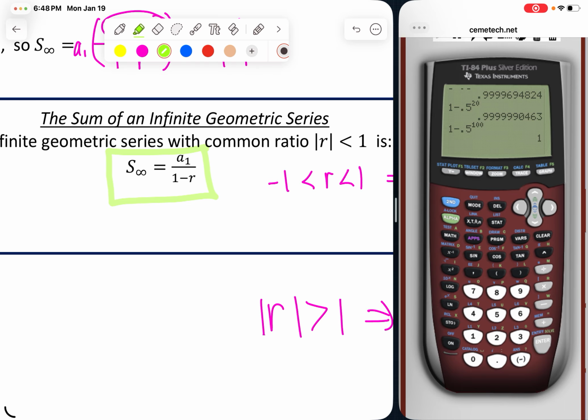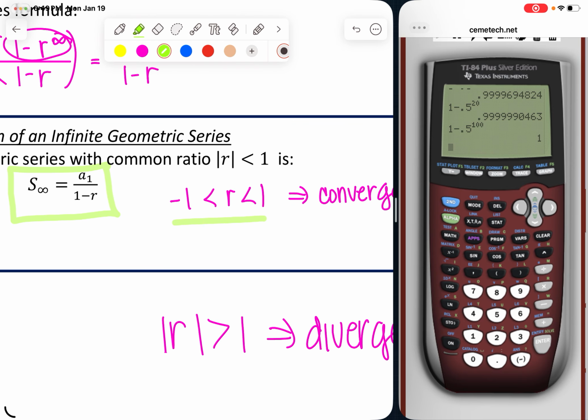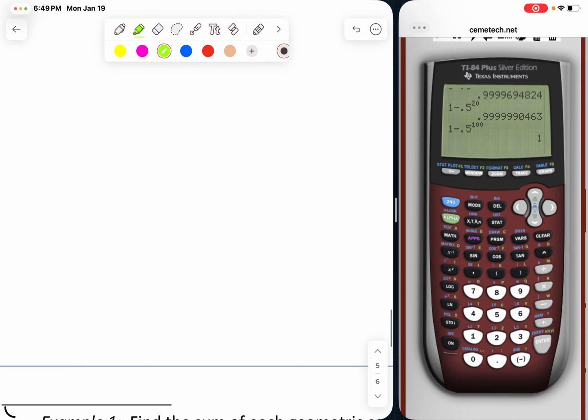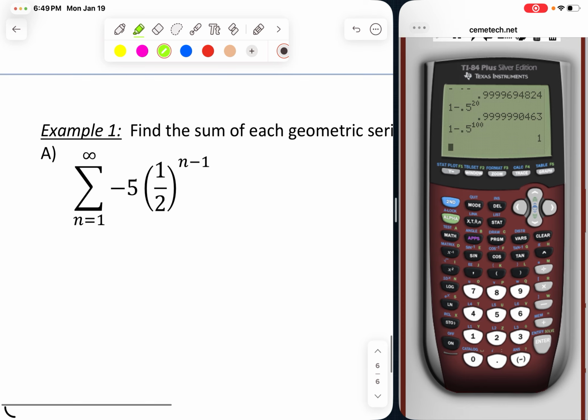We have to use this formula when it's an infinite geometric series and the r value is in between -1 and 1. If it's not, then I'll show you what to do when we get there. Okay, so this is an infinite geometric series. So we're going to say the sum of the geometric series is equal to.